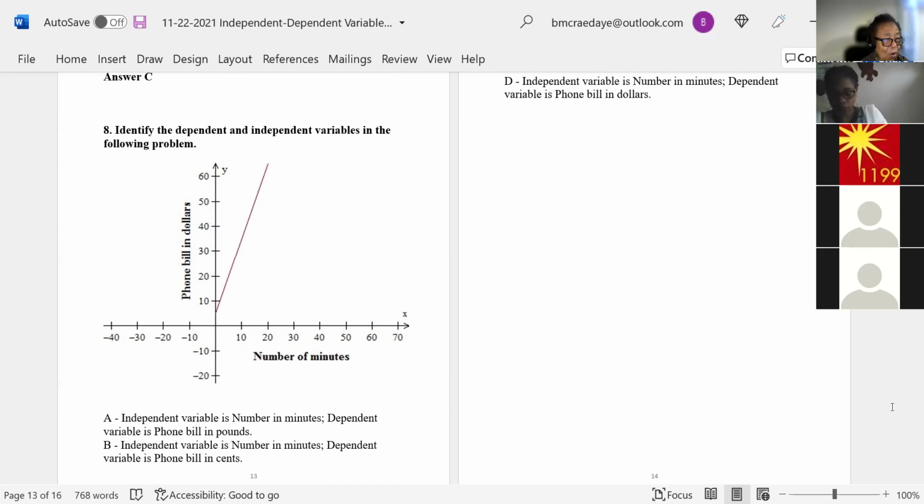That's right. Your phone bill in dollars, which is on your Y line here, is your dependent variable. And that's dependent upon your number of minutes, which is your independent variable. Just remember, your number of minutes is your input. The amount you pay in dollars is your output. So your output is always your dependent variable.